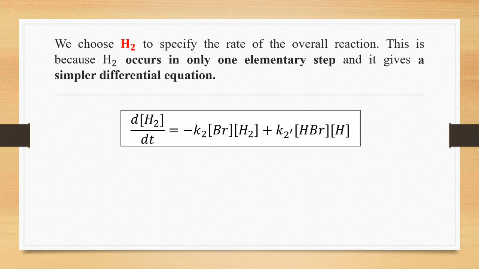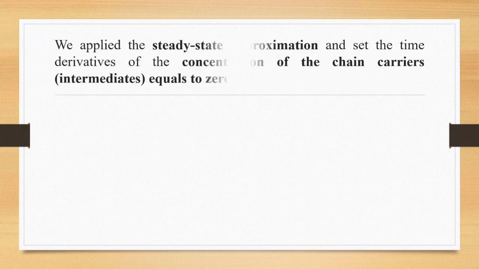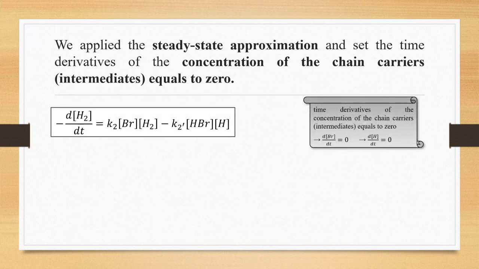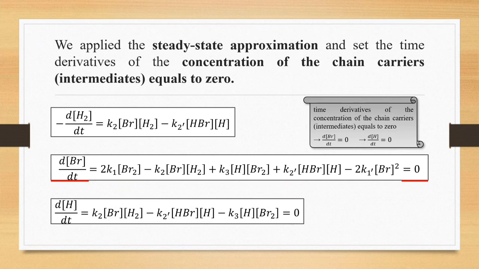And now we change the sign of dH2 over dt to minus dH2 over dt so that we can simplify the equation easier later. And next, we apply the steady state approximation and set the time derivative of the concentration of the chain carriers equal to 0. The time derivative of the concentration of the chain carriers, which are Br and H, are equal to 0. So dBr over dt is now equal to 0, and dH over dt is also equal to 0.